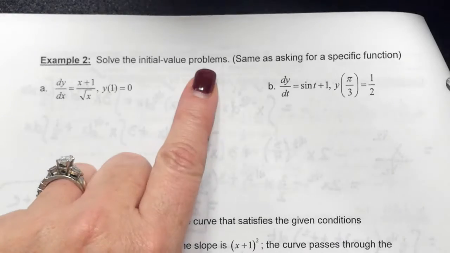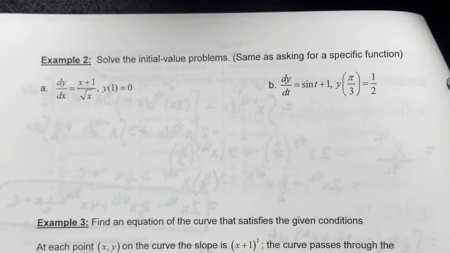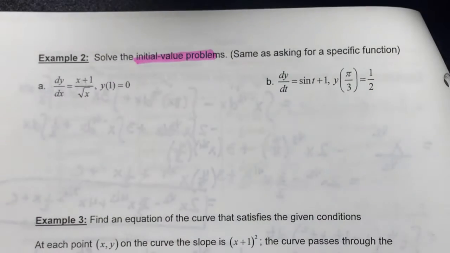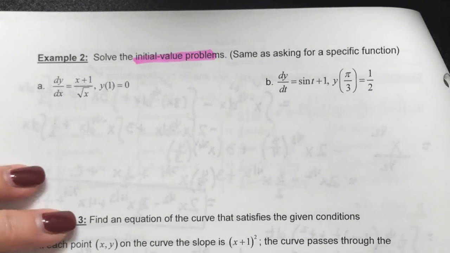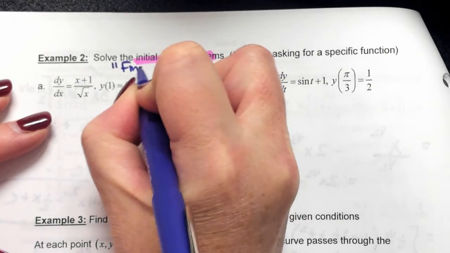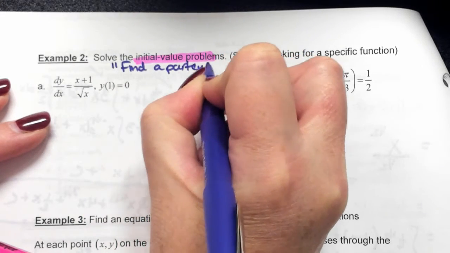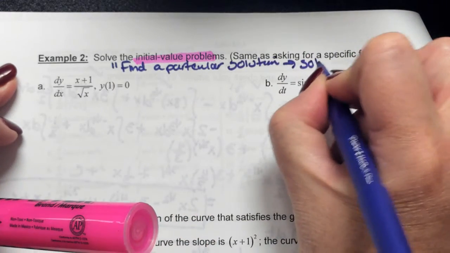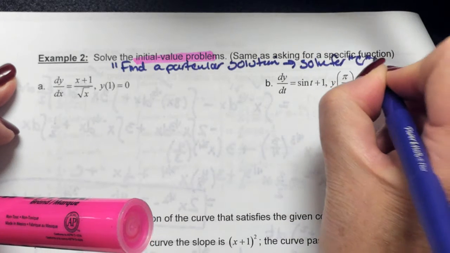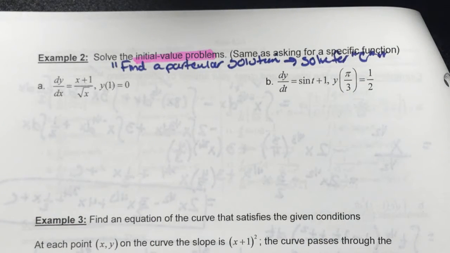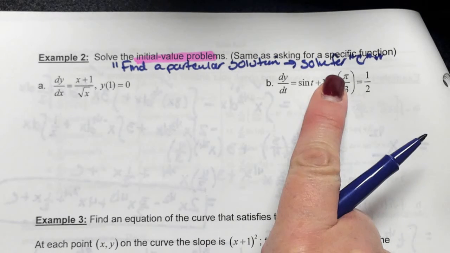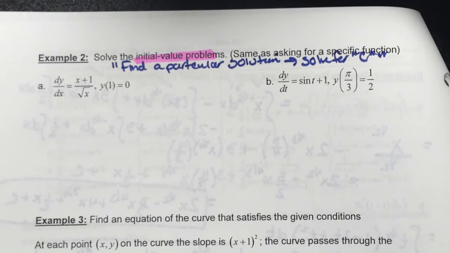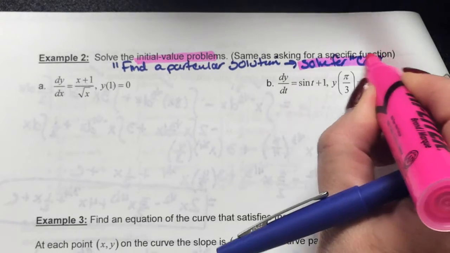So when we have what are called initial value problems, it means that it's the same as asking for a specific function. What this means is we're going to find a particular solution. And what this means is we're going to, given this condition, solve for C. So instead of having that generic function with a plus C in it, we're actually going to solve for C. So finding a particular solution is the same directions as if they ask you to solve the initial value problem. What you're simply doing is you're solving for C.